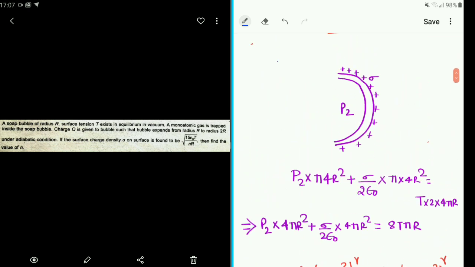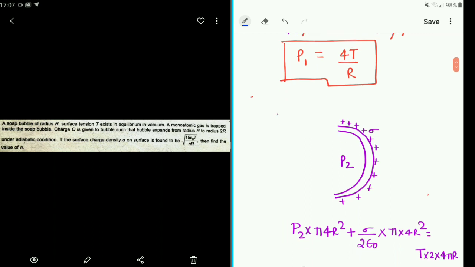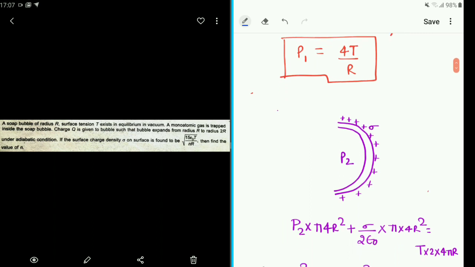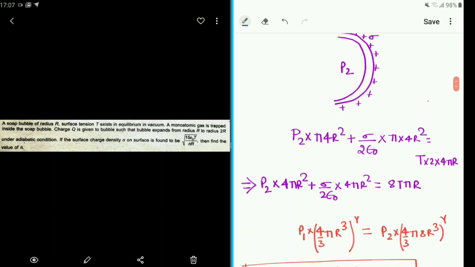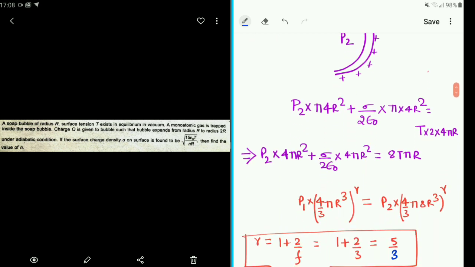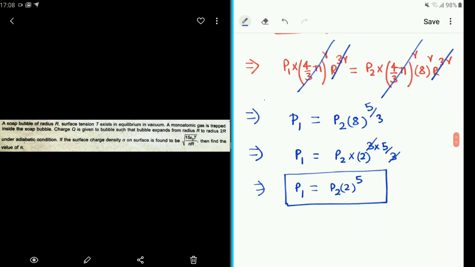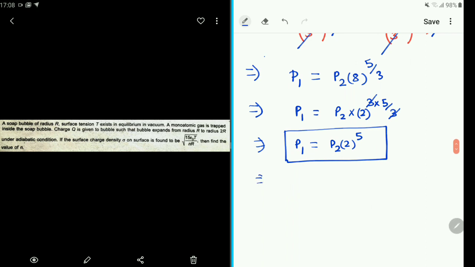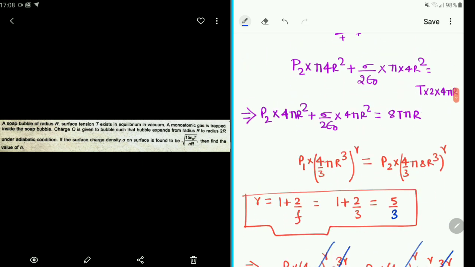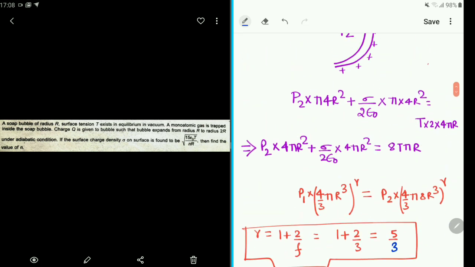So basically what we have done is equated the forces for the balance condition, and then used the adiabatic equation to calculate the ratio of initial pressure and final pressure, and that has come out to be 32. So you will use this equation and the other written equations to find the final answer.